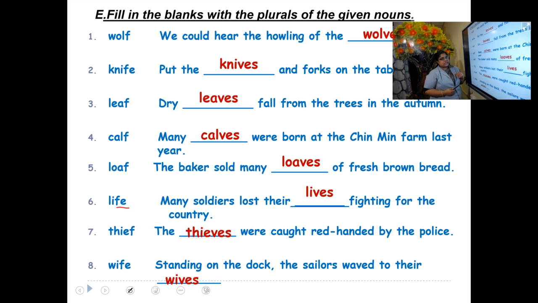W-I-V-E-S. So now the rule is clear for you. If the word ends with F or F-E, you first want to remove. If the word ends with F, remove the F and add V-E-S to that. If the word ends with F and E, remove F and E, then add V-E-S to that. And for some words, it's not possible to remove the F or F-E, because the last letter you won't be able to remove, like the example we have already studied, roof. In such words, you just add S to that word.